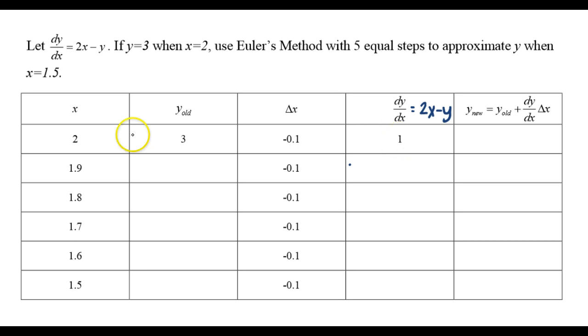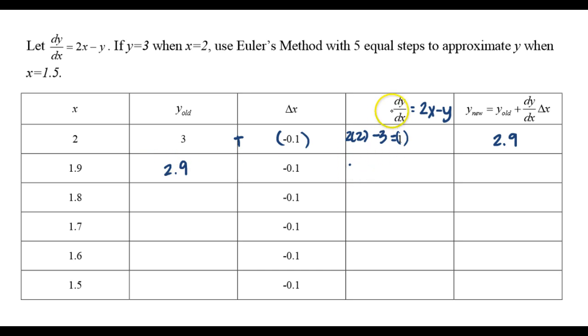So 1 was obtained from multiplying 2 times 2 minus 3. So substituting in the 2 for x, this is 2 times 2 minus 3, and that's where the 1 came from. So now, to find my y new, it's going to be 3 plus negative 1/10, and then that's times 1. So that's, again, a nice whole number that we started out with. So this is really just 3 plus negative 1/10, so 2.9. So 2.9 is now my y old for the next row.